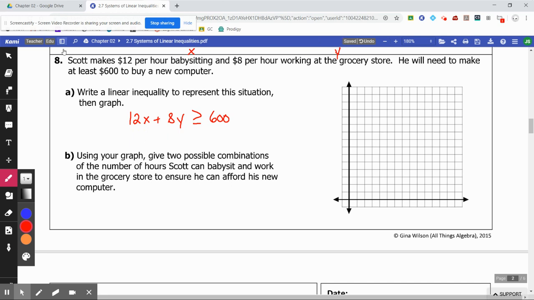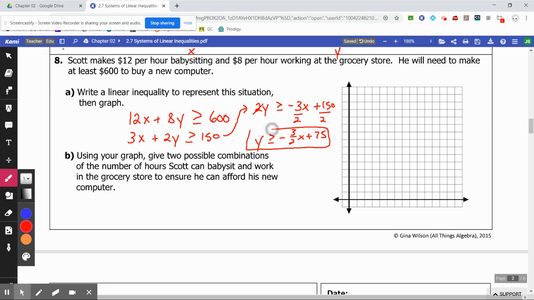Now, I highly recommend this, I think this is going to be a reducible inequality. Everything's divisible by 4, so I could actually do 3x plus 2y is greater than or equal to 150. You can clean it up some before you change it. And since we didn't on the last one, let's change this one to slope-intercept form. That'd be 2y is greater than or equal to, let's move our 3x over, leave the 150. We're going to now divide by 2, and it gives me y is greater than or equal to negative 3 halves x plus 75.